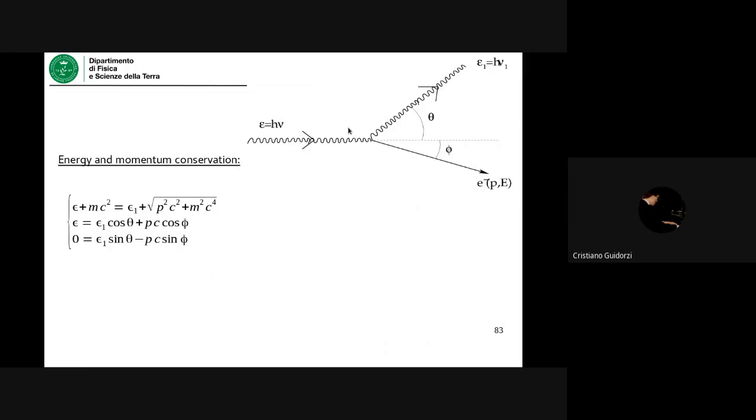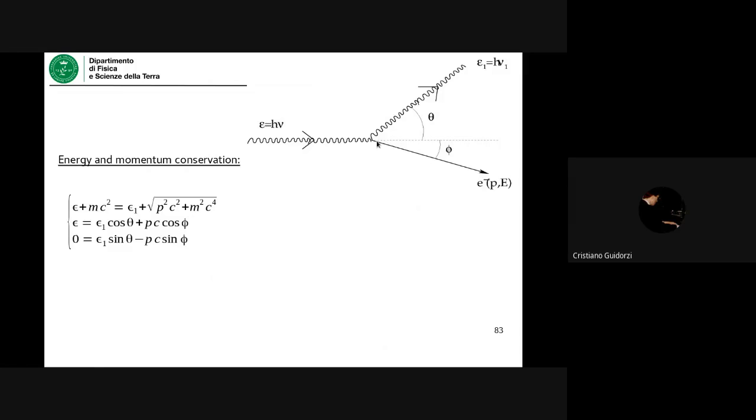What about after the scattering? Well, after the scattering, the photon has an energy epsilon1, but it is moving with an angle theta. So projecting along this direction, it should be epsilon1 over c times cos theta, which is, again, this term here, except for a factor of 1 over c, of course.